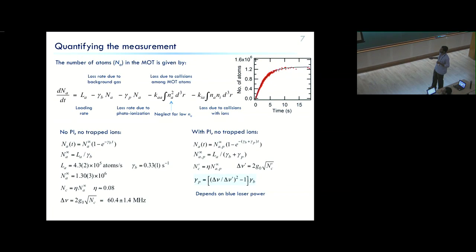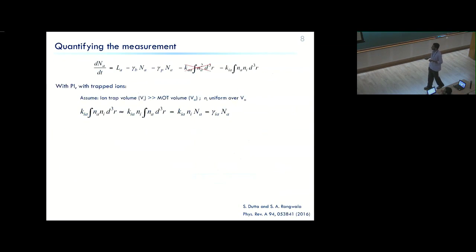What we measure is the new splitting, which is a slightly reduced splitting, and then we can recast this using all these equations. We can find what gamma P is, which essentially depends on the measured values of the splittings, and gamma B, which we also have measured. So we can determine what the photoionization rate is.